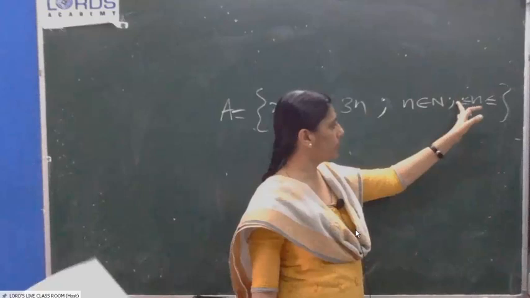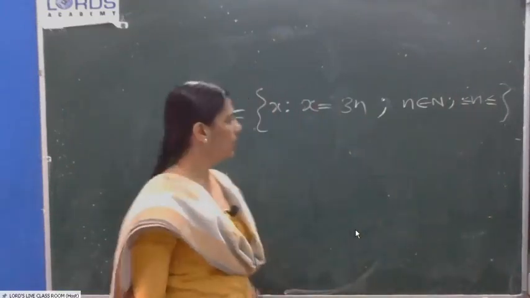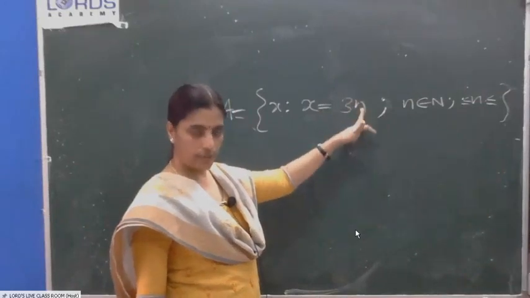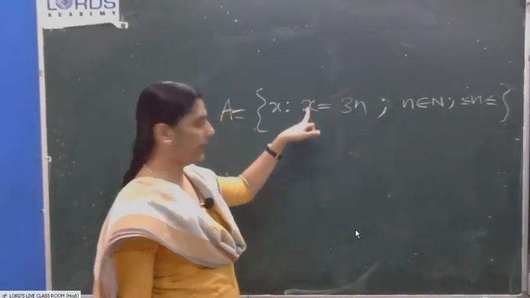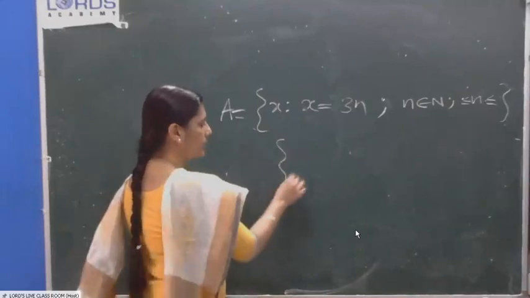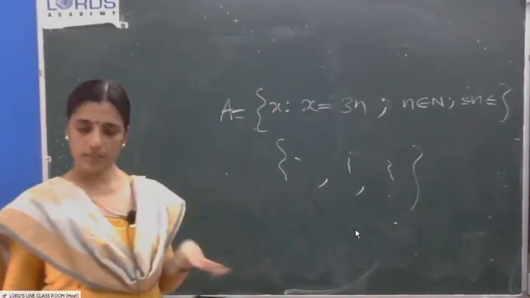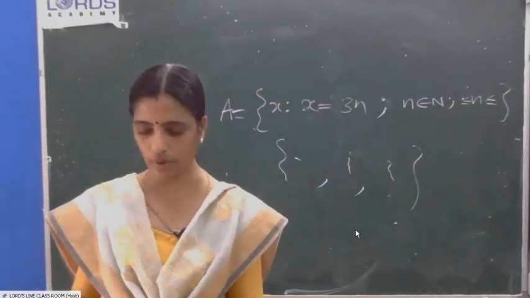Suppose n stands for 6 to 8. So n equal to 6, then n equal to 7, n equal to 8, like that you will substitute here. You will get the corresponding x. Those x we will write with commas. Okay, that's the method. By doing some more problems, we will be okay.